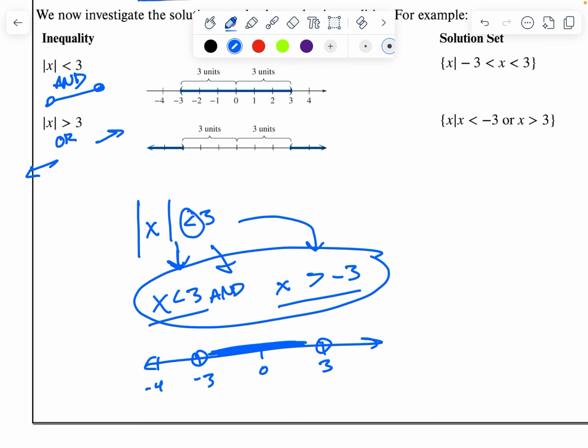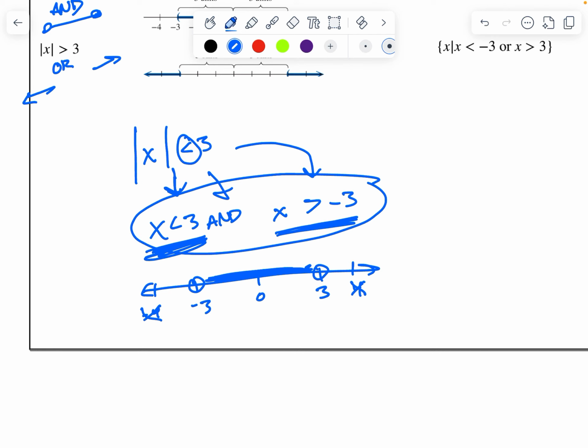Is -4 less than 3? Yes. Is it greater than -3? No, so it's not both. Is +4 less than -3? No, it already does not match the mold. Those numbers don't work. Numbers in here do work. And our interval notation is from -3 to 3.